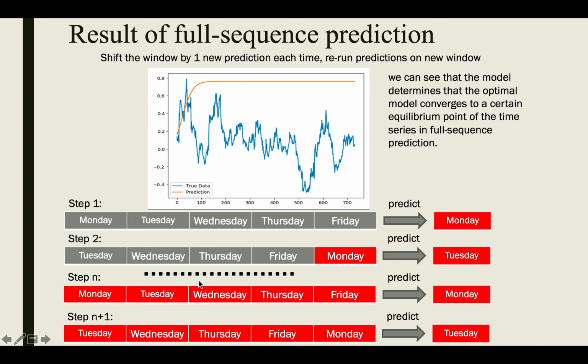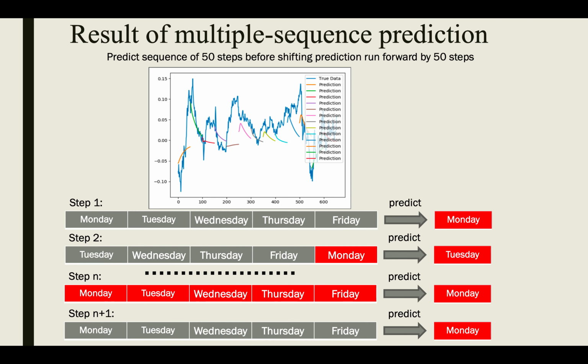So you can see the red color means the stock price I predicted. I think it's a right idea, but the result is not good. You can see the original line and the stock price I predicted. It's not good. So I tried another way to fix this problem, which is multiple sequence prediction.